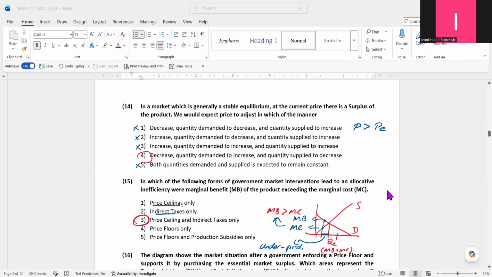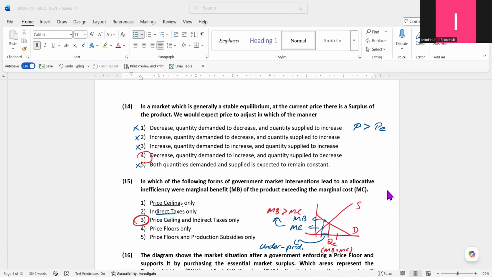Question 14. In a market which is generally a stable equilibrium, at the current price, there is a surplus of the product. Stable equilibrium meaning a market, whenever it goes into disequilibrium, it could be an excess supply disequilibrium, such as in this case, or it could be an excess demand disequilibrium with a shortage, right? It doesn't matter. If a market has a stable equilibrium, whenever it goes to disequilibrium, it quickly comes back to equilibrium.